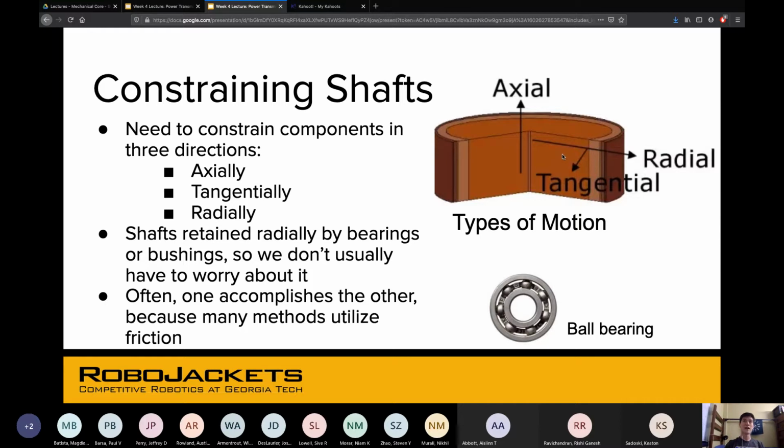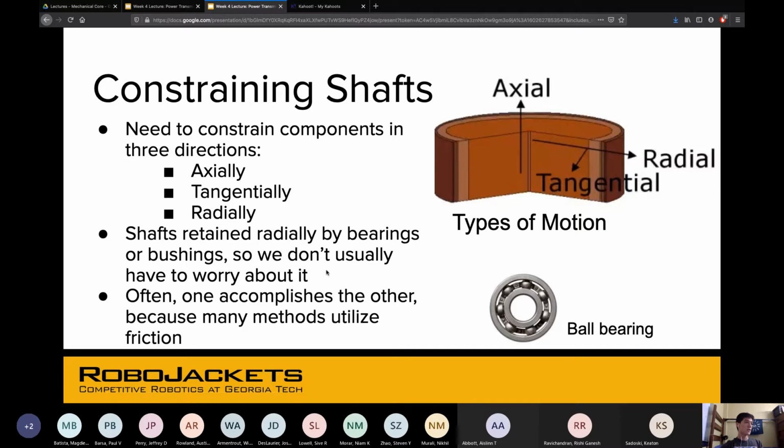So if I had, I'll use the typical example of a bug standing on a vinyl record that's spinning around, it would be moving in a tangential direction. And we're going to be talking about what different shafts will constrain what different direction.